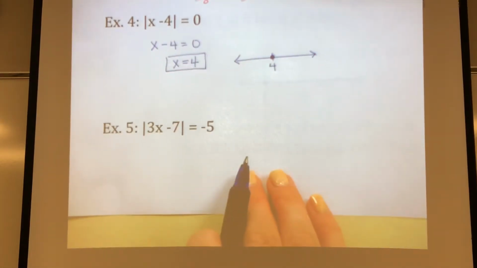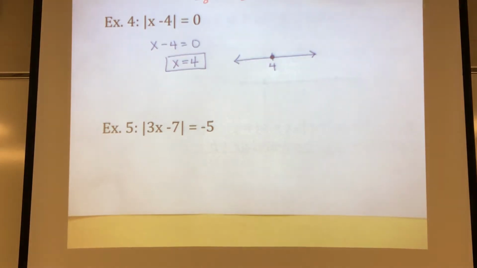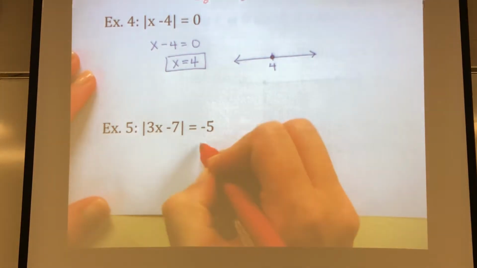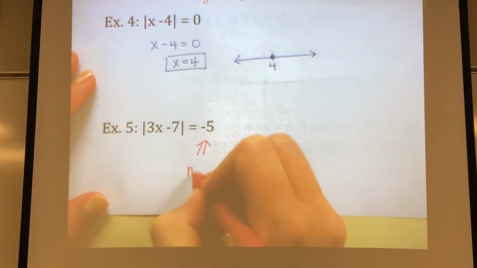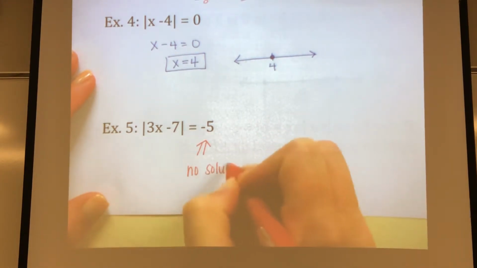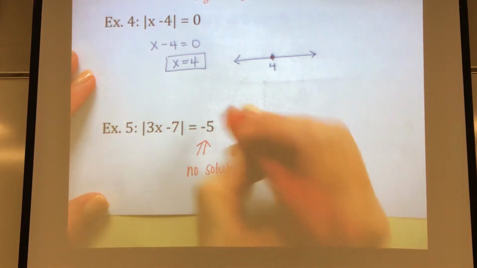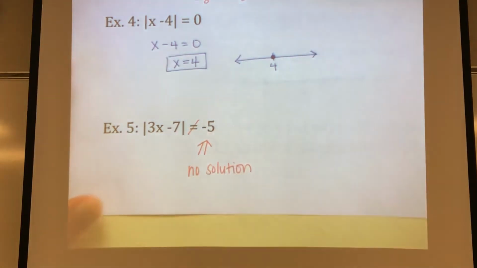All right, try this last one. Again, hope you're hitting pause quite a bit and then coming back to check. You might have noticed on this one that it's equal to a negative. Absolute value cannot be equal to a negative. So we don't write out 2 equations on this one. We simply say no solution. This one's not going to work at all. Okay? It cannot be equal to a negative number.